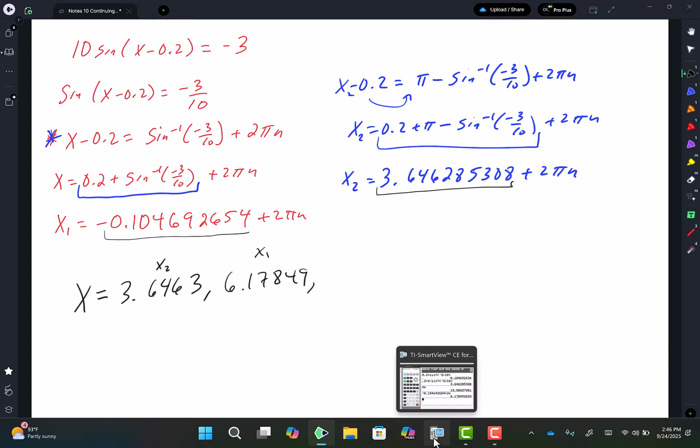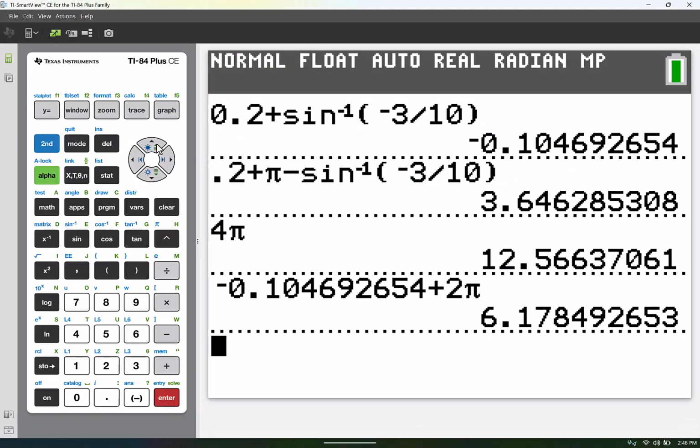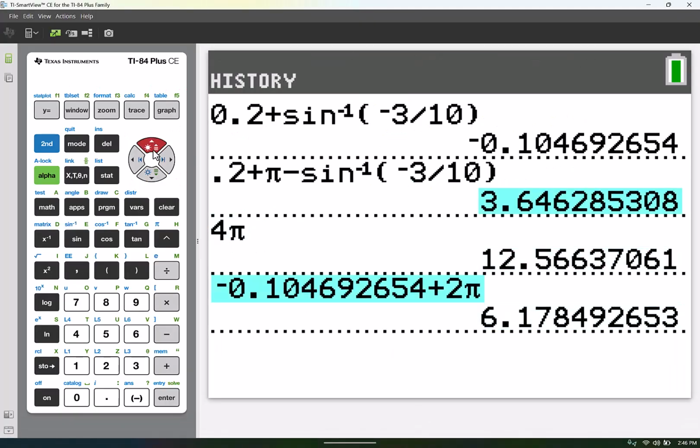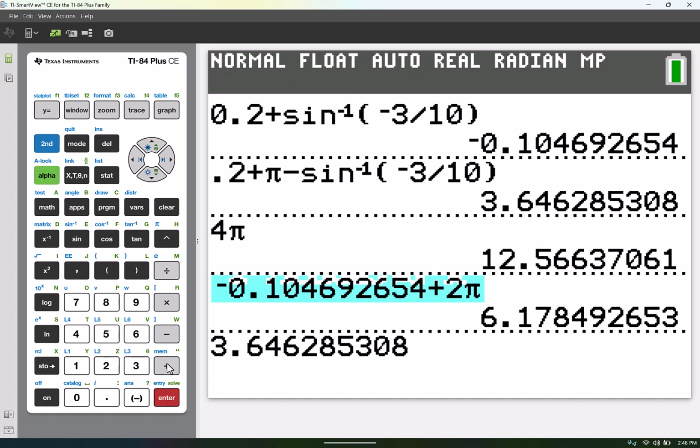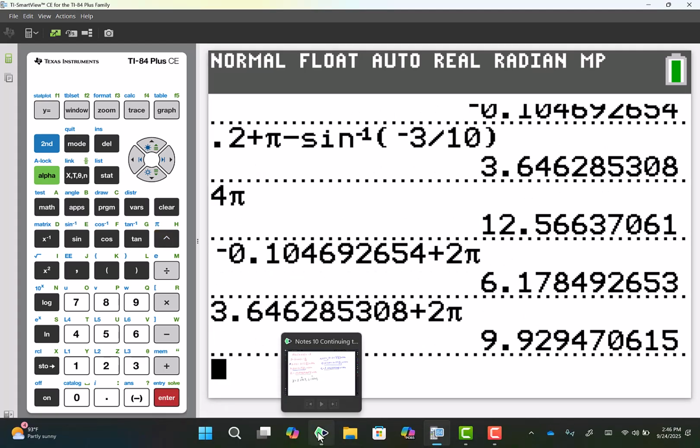Yeah, don't be scared. 3.64 plus 2 pi. 9.92947.